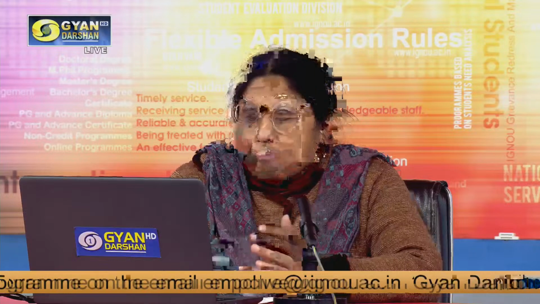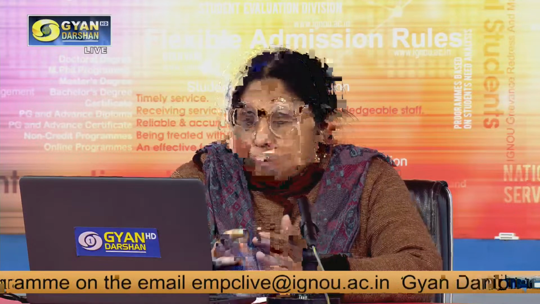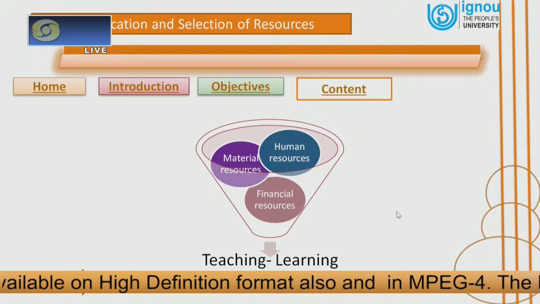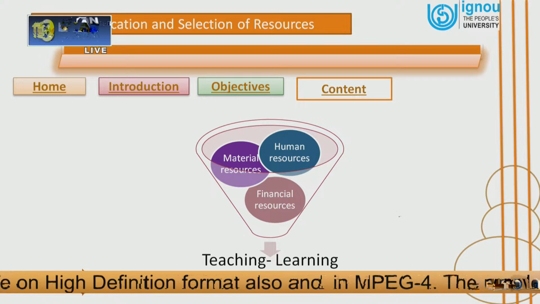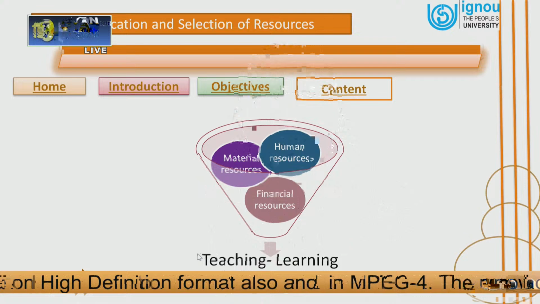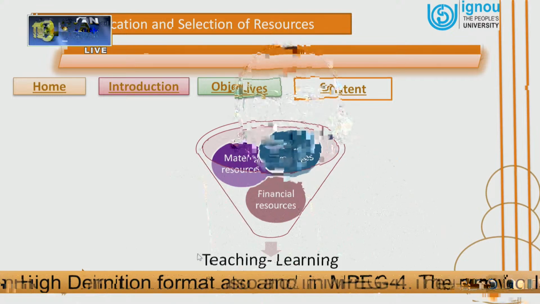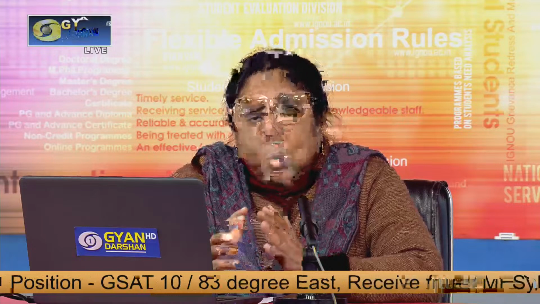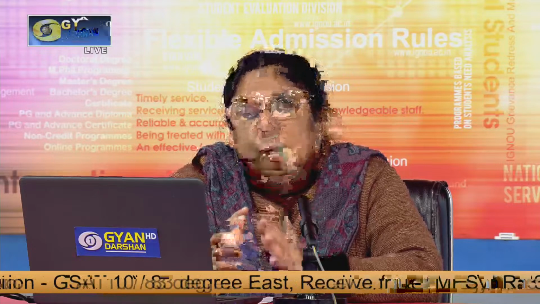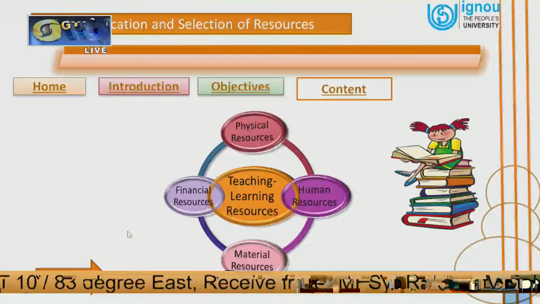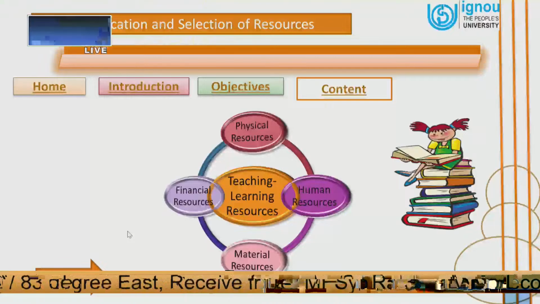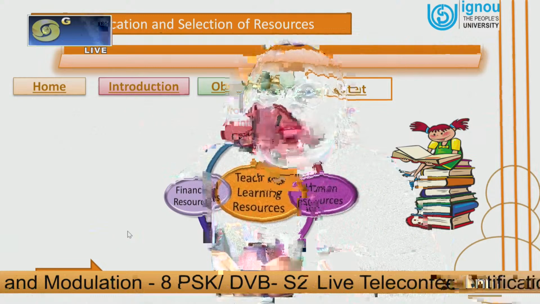The next resources, as stated, we can classify as material resources, human resources, and financial resources. We have seen the human resources, and now we are going to speak about the other resources that are important. What is important is material resources. Now, what are the criteria that are needed?